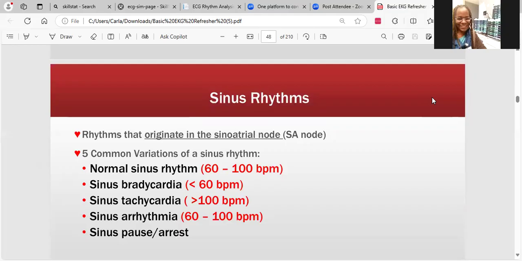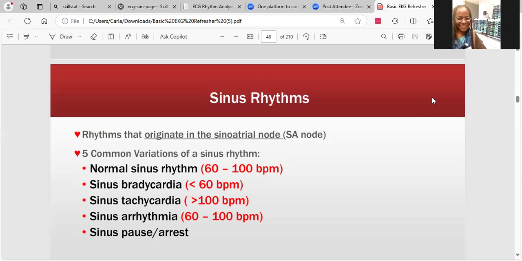and sinus arrest. Normal sinus rhythm is a rhythm that has a normal P wave for all complexes, and the heart rate is consistent between 60 and 100 beats per minute. Sinus bradycardia is any rhythm that has a P wave that has a consistent rate that is below 60 beats per minute. Sinus tachycardia is going to be a rhythm with a P wave that is rounded, where the rate is faster than 100 beats per minute and it is consistent.